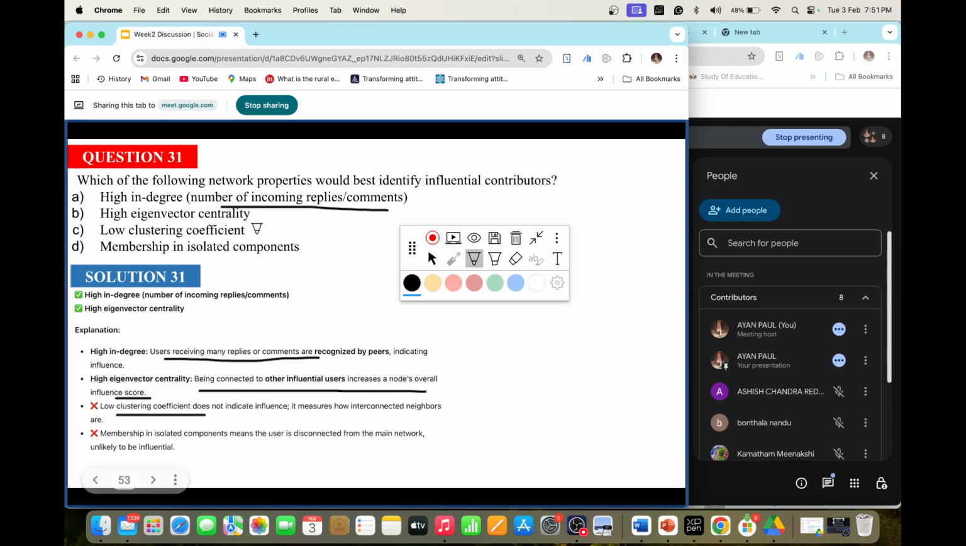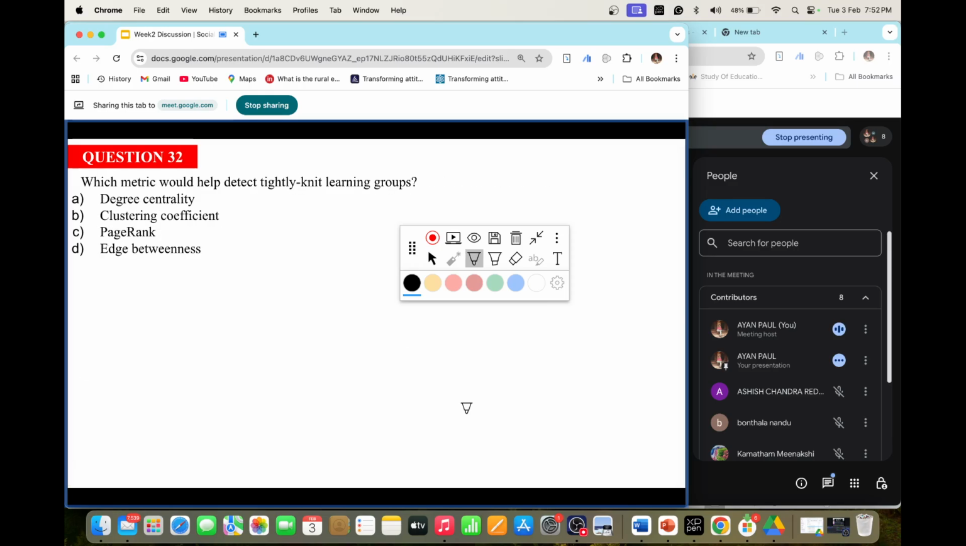Low clustering coefficient is definitely wrong. It does not indicate influence. It measures how interconnected neighbors are, so this does not make sense. Membership in isolated components means the user is disconnected from the main network, unlikely to be influential. So this is also wrong. So option A as well as option B is the correct answer. Let's move on to question number 32.